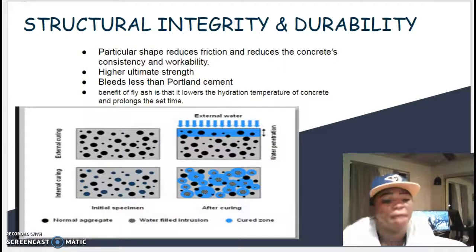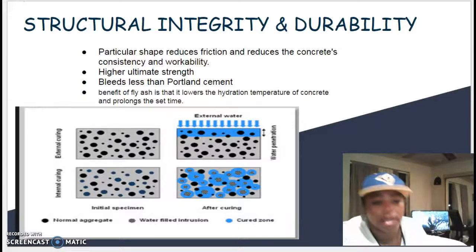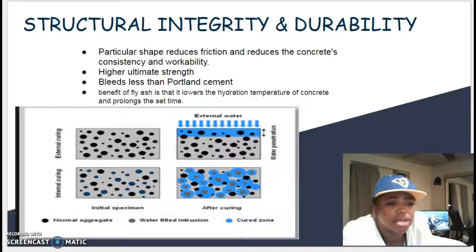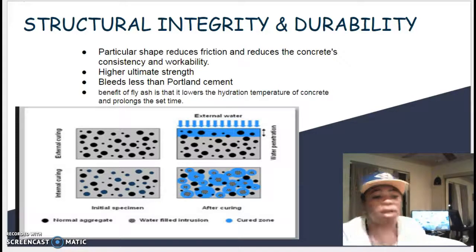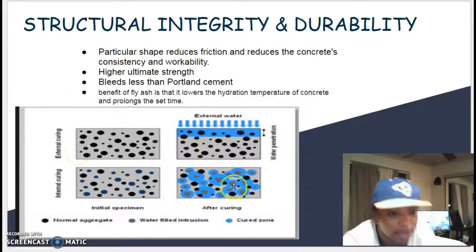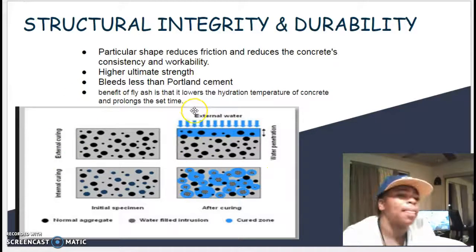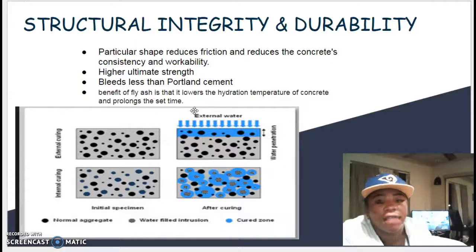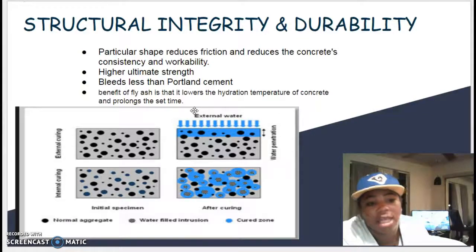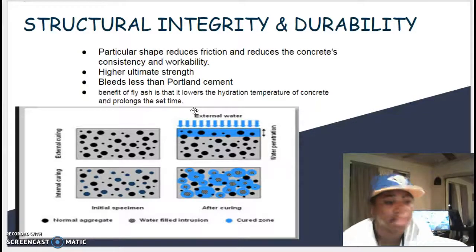Next, we have structural integrity and durability. This particular concrete byproduct, fly ash, has a very circular shape, as you can see in this diagram that I put up for you guys. It has good consistency and workability, overall giving it a higher strength, and it has the potential to bleed less than Portland cement.